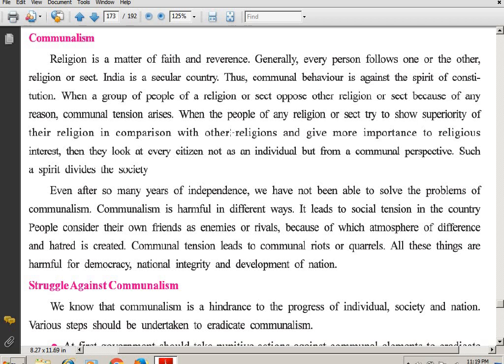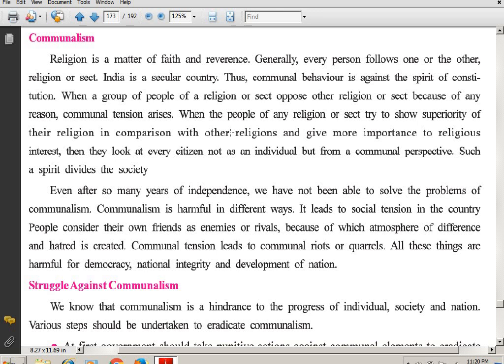Okay, students, so what it is said here, generally every person follows one or the other religion or sect. Each one of us has our own religion, or we follow different sects. India is a secular country. Okay, students, we know our country is a secular country. We give the freedom to practice whichever religion the person wants to practice. We do not snatch away their right to practice the religion he or she wants to practice. Once they are adults, once they are 18 and above, they have the freedom to choose their own religion.